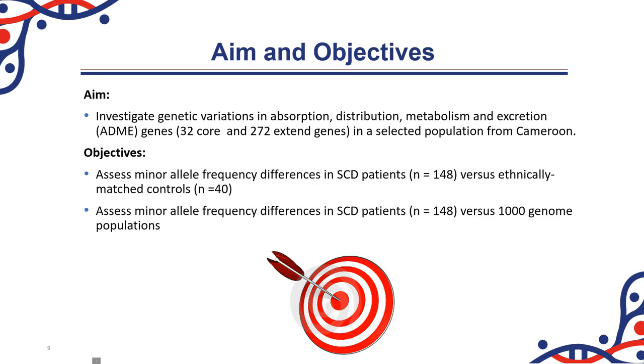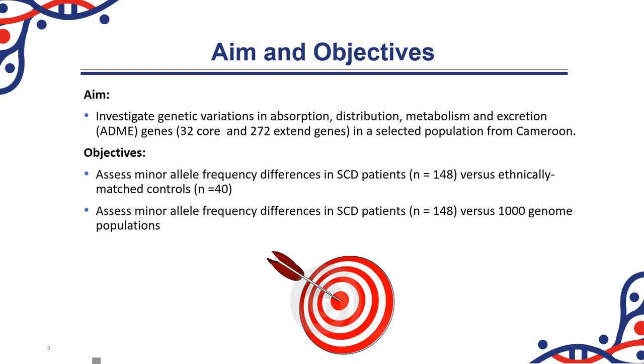The aim of our study is to investigate the genetic variation in absorption, distribution, metabolism, and excretion genes. These are called ADME genes. So we're looking at the 32 core and 279 extended genes in selected populations from Cameroon. To achieve our aim, we have two objectives.